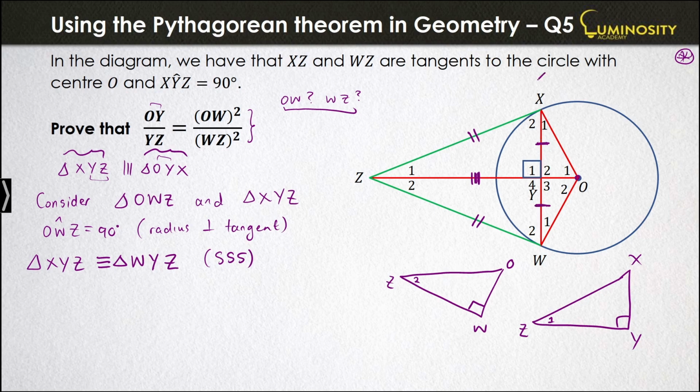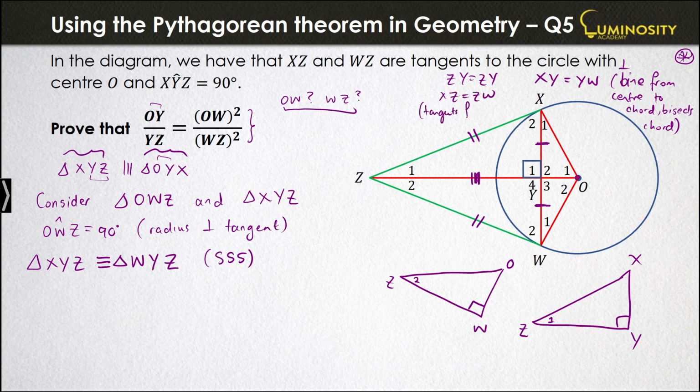XY equals YW. Okay, and that is because a perpendicular line from center to chord bisects the chord. So therefore those two side lengths are equal. We know that ZY equals ZY, common side equals to itself, and XZ equals ZW, that is from tangents from the same point. Okay, the same point Z that they are originating from to the circle. So that's why these two triangles are congruent.